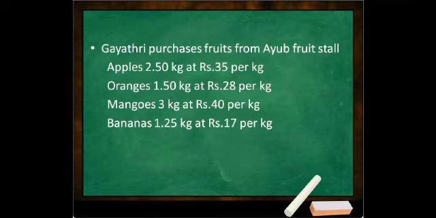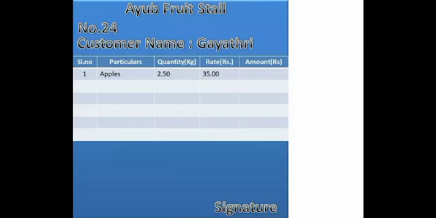She buys apple 2.5 kgs, and for 1 kg it cost 35 rupees. Oranges 1.5 kg. The cost of 1 kg is 28 rupees. Mangoes 3 kgs and the cost of 1 kg is 40 rupees. Banana 1.25 kg. The cost of 1 kg is 17 rupees. Now here what the bill will be.